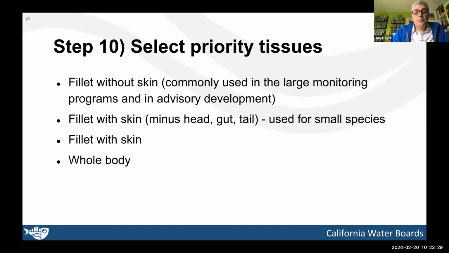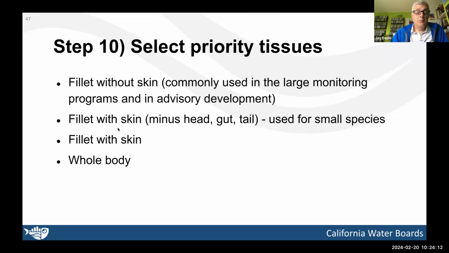Another key topic is what tissues are of interest, another key decision point. The state programs have generally used fillets without skin, and that's what's used in advisory development as well. But there are other possibilities, and a lot of communities don't always eat fillets without skin. So another thing that we do in the RMP for small species is look at fillets with skin, but since they're hard to fillet, we just chop off the head, tail, and remove the gut, and that's what we do for small species like shiner surfperch.